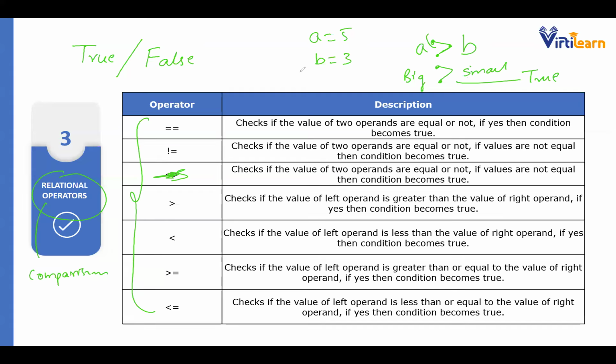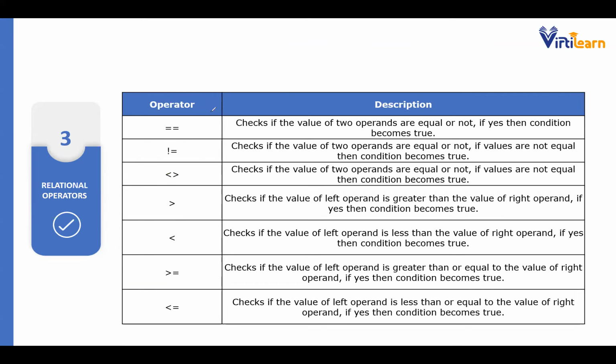Now A greater than B. On this side, I have A, that is 5, and B, that is 3. 5 greater than 3. So on the left side, the opening side, I have the bigger value. So that is true. If I say B greater than A, so 3 greater than 5, on the opening side I have 3. The bigger value is not present. So this is false. All these will give you true or false.